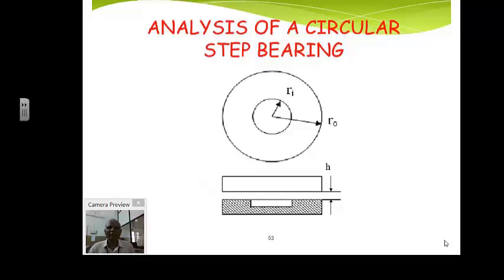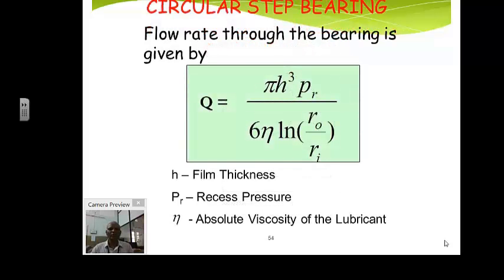Now we move on to the analysis of a circular step bearing. R_o is the outer radius, R_i is the radius of the recess, and h is the film thickness. The flow rate is given by pi h cubed P_R divided by 6 eta log to the base e R_o by R_i, where h is the film thickness, P_R is the recess pressure, and eta is the absolute viscosity of the lubricant.